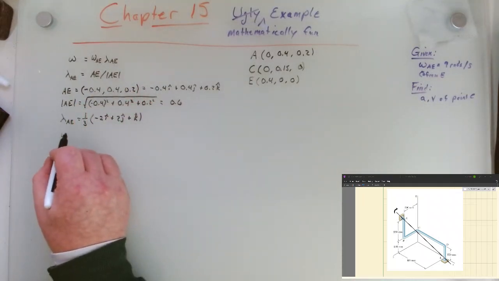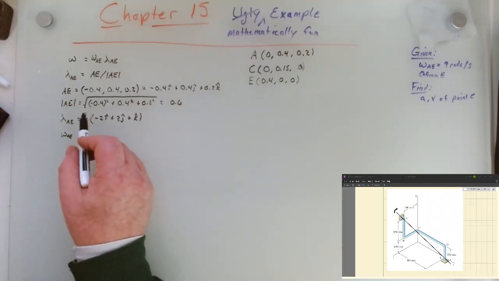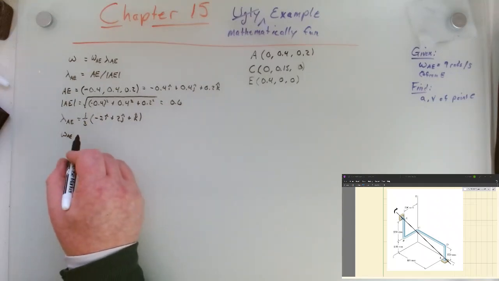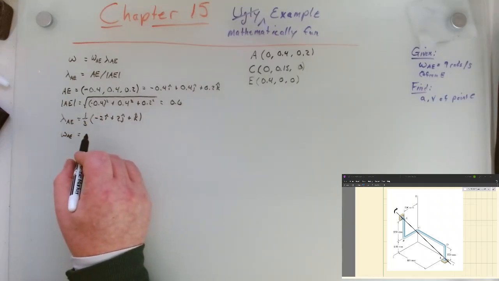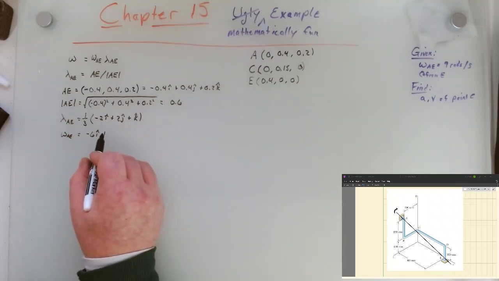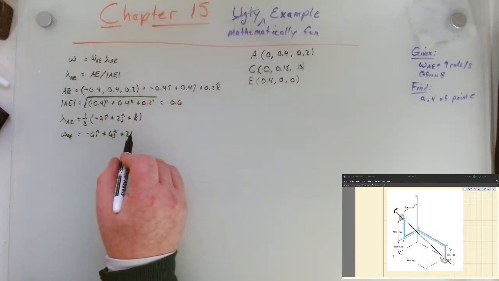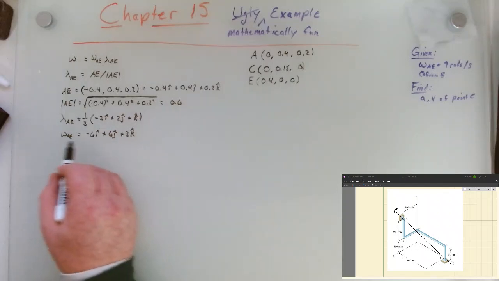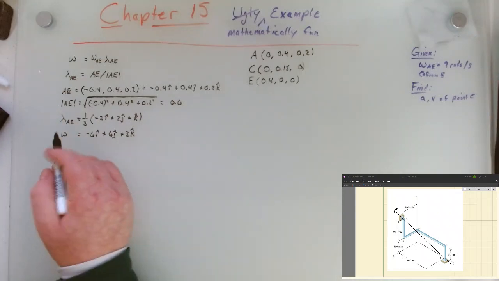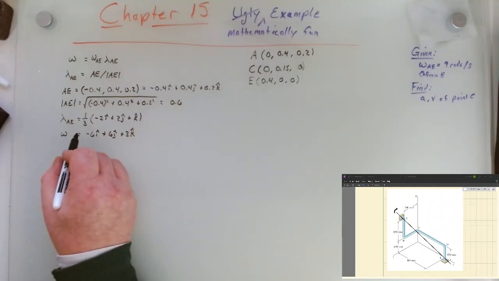So omega AE, if I multiply this times 9, then I get 3. So 3 times negative 2 is negative 6. So negative 6i plus 6j plus 3k is my rotation vector, and that is not omega AE, excuse me, that is just omega.